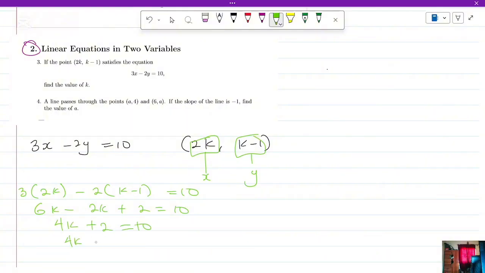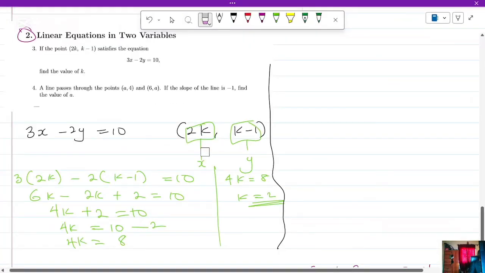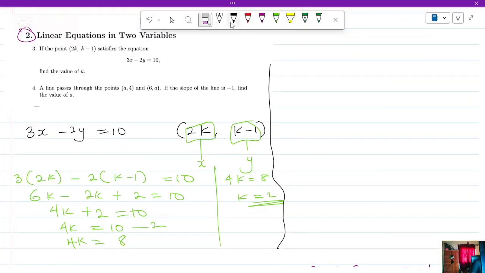So 4k equal to 10 minus 2. Then your 4k is what? Is 8. So if you then divide both sides by 4, your k is going to be what? 2. Alright, so let's solve number 4. And after this, we are going to be moving to the SAT first paper that I want us to do together. Now, they said a line passes through the point this and this. If the slope is -1, now I'm going to let us change the slope to 1.